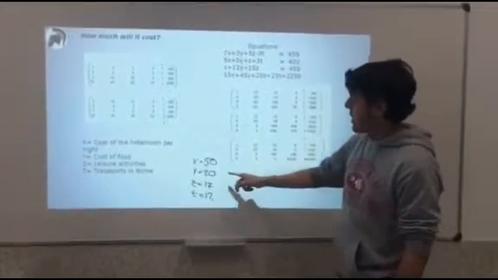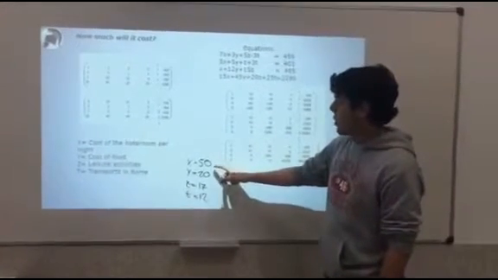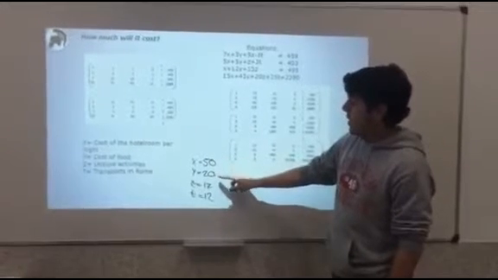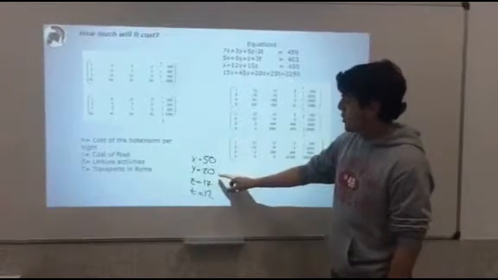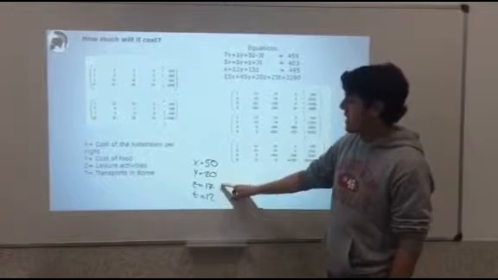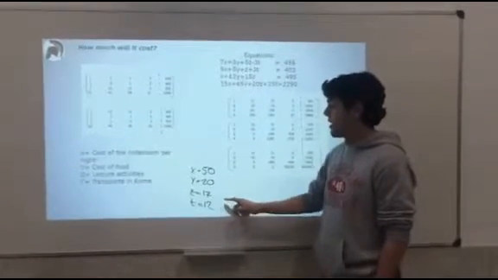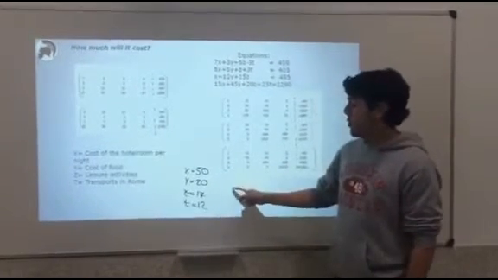And at last we got that the cost of the hotel will be 50, the Y, that is the cost of food, will be 20, the leisure will be 17, and the transport in Rome will be 12. It is important to mention this cost will be per day.